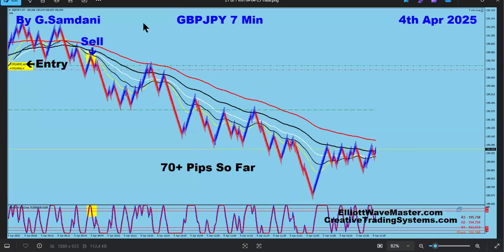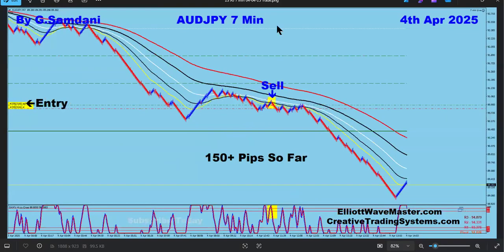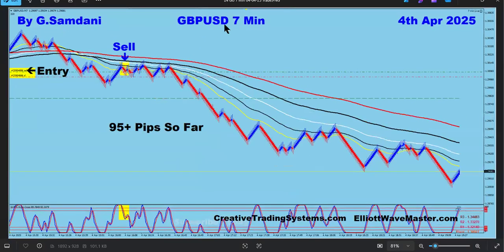And again, one more shot from the 7-minute, this for 70 pip here. Nasdaq going down from here to here, 500 pip. This is the 40-minute chart, by the way. Big chart. Now, Aussie Yen from the 7-minute chart, we can see a sell entry here, 150 pip. Big volatility, and probably this volatility will stay next week as well. Now, Pound USD coming down here, 95 pip from here to here from the 7-minute chart.